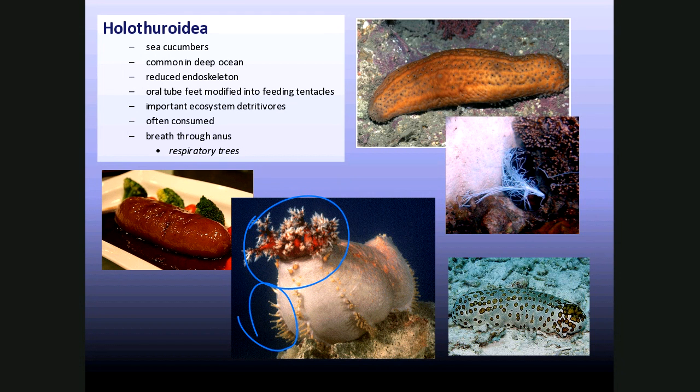These are detritivores, right? They're not predators. You don't have to worry about being attacked by a sea cucumber. I think I'd be embarrassed to say I was attacked by a sea cucumber. But they move along the bottom and eat detritus. Detritus is decaying organic material, just bits and pieces of stuff that's on the bottom.